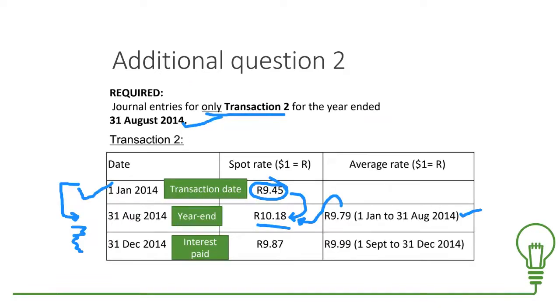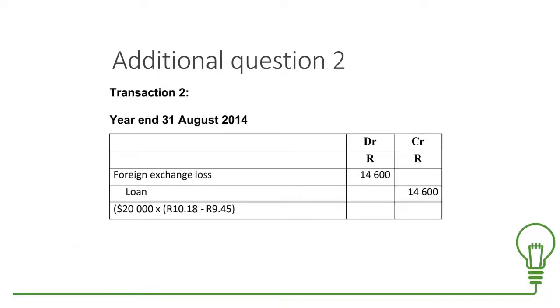And what are we doing? We're moving it from 9 Rand 45 to 10 Rand 18. Let's see what that journal entry looks like. So this is what it is here. We're moving from 9 Rand 45 to 10 Rand 18. Remember, we can only use this method where we put the two amounts in a bracket like this when we're using direct rates. We can't use it when we're using indirect rates. All right, so just keep that in mind.